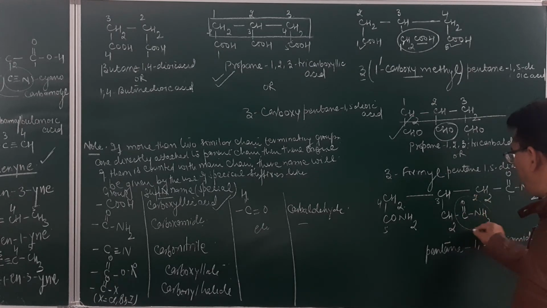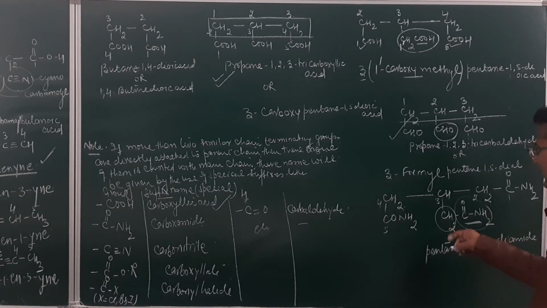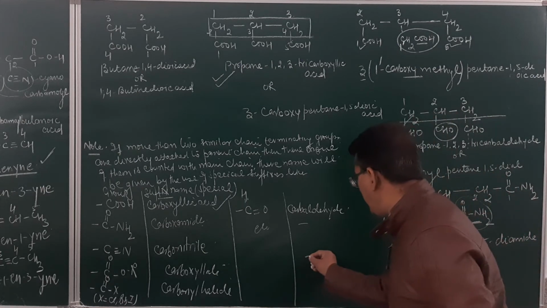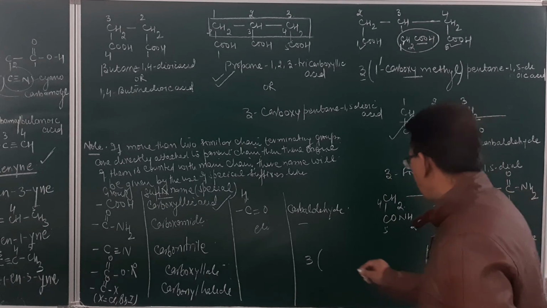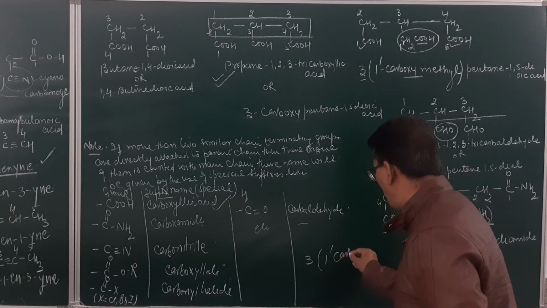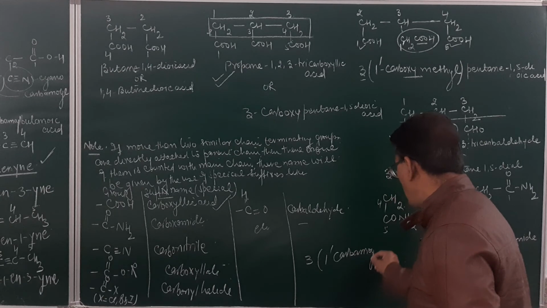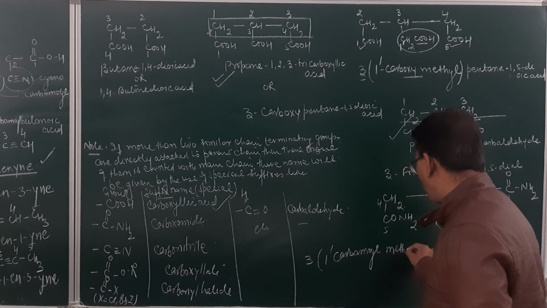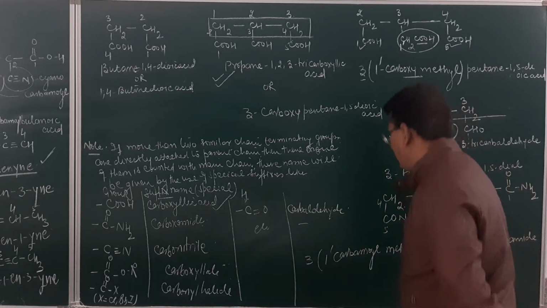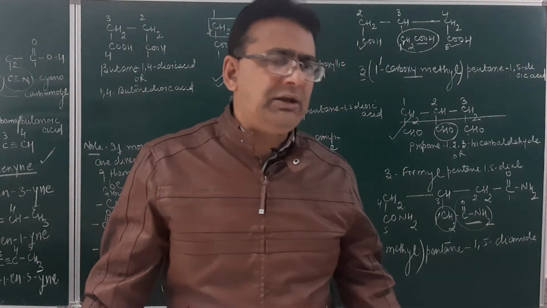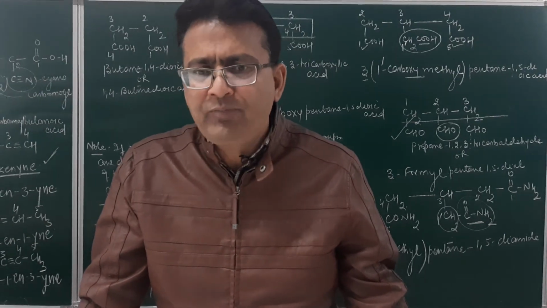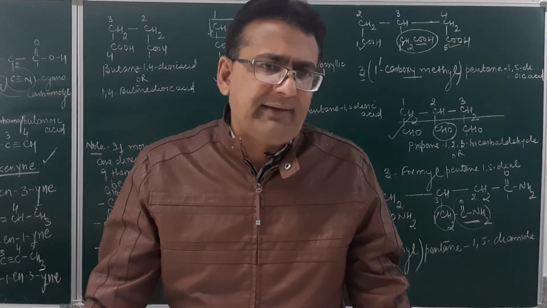Now this is a substituent attached to the substituent. So it becomes a complex substituent. What will be the prefix name for this one? It is carbamoyl. Where is it attached? At the methyl group. So this will be 3, then 1, this will be 1 dash, 1 dash carbamoyl, and then methyl, and then pentane 1,5-diamide.